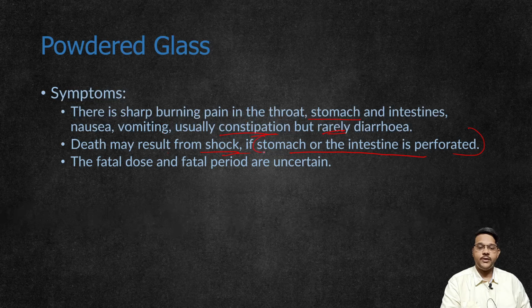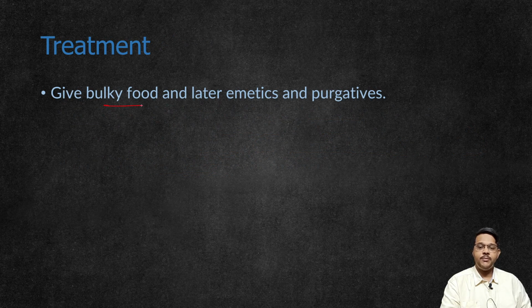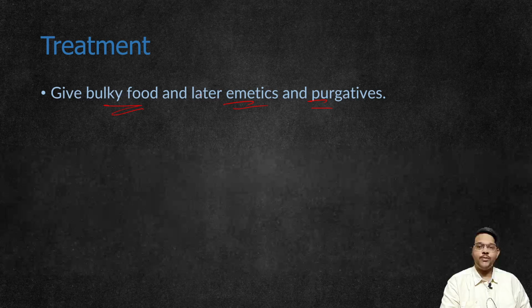Because of powdered glass, if the gastrointestinal tract is torn or perforated, the person usually dies because of shock and internal bleeding. The fatal dose and fatal period are uncertain and not fixed. Treatment: bulky foods, demulcents, later emetics and purgatives are given to remove any effects of the powdered glass. There is no specific treatment; the powdered glass should be removed from the stomach by any means, like giving bulky foods, so that it is evacuated.